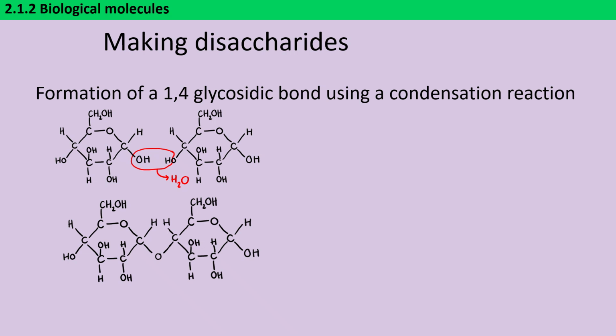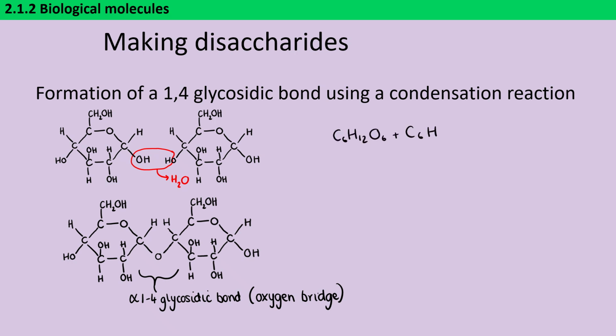And because that bond is happening between carbon number 1 and carbon number 4, we're going to refer to it as a 1:4 glycosidic bond. So a glycosidic bond is a covalent bond, it's just specifically one that is forming between sugar molecules. And this is sometimes also referred to as an oxygen bridge.